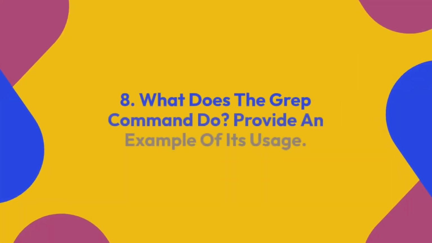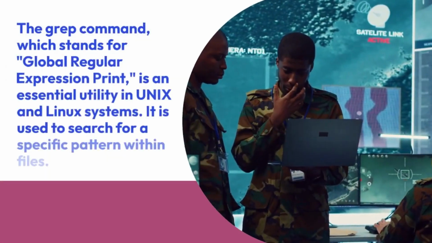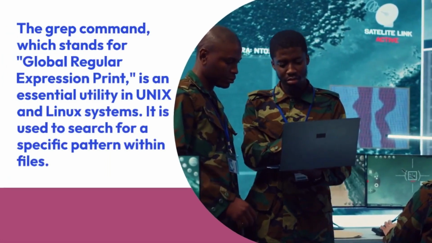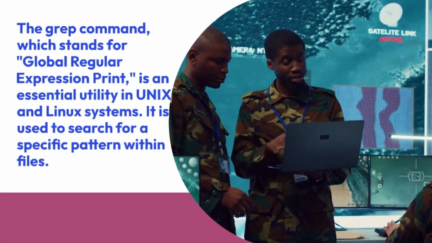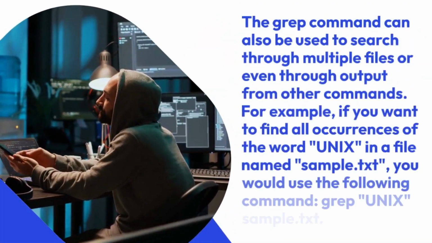8. What does the grep command do? Provide an example of its usage. The grep command, which stands for Global Regular Expression Print, is an essential utility in Unix and Linux systems. It is used to search for a specific pattern within files. The grep command can also be used to search through multiple files or even through output from other commands.